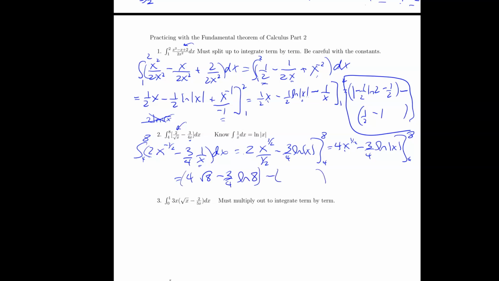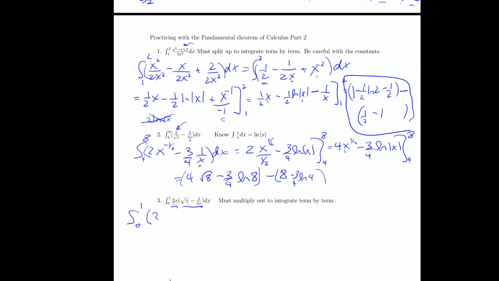minus, now I'm plugging in 4. So the square root of 4 is 2. So I get 8 minus 3/4 ln of 4. And that's a fine answer. This one here, we don't have a product rule for integrals, so you have to multiply it out first. Okay, so here we go. So carry this along until you're done taking the antiderivative.